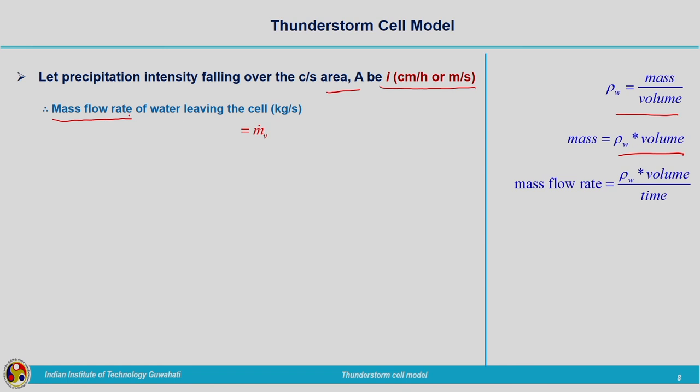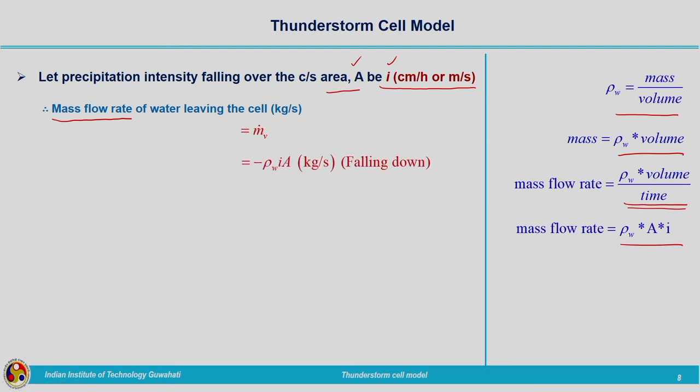It is not the mass. So, mass flow rate we can obtain by density of water multiplied by volume divided by time. That volume divided by time we will get by making use of area and intensity of rainfall. Mass flow rate can be written as rho w multiplied by A multiplied by intensity of rainfall.